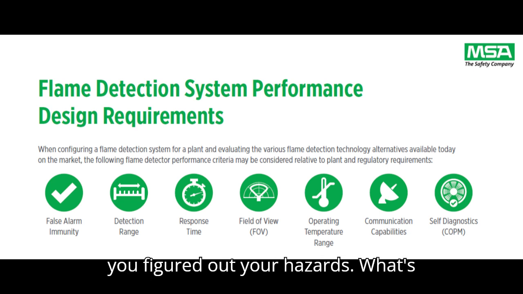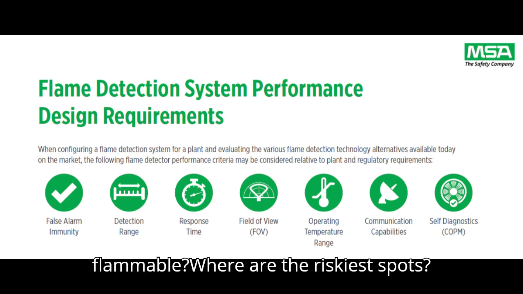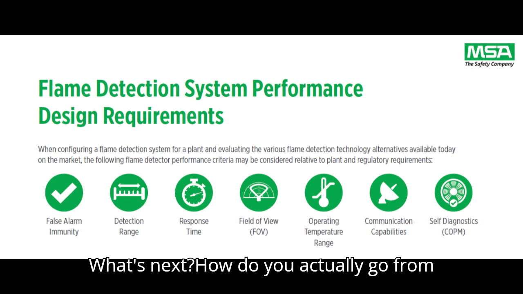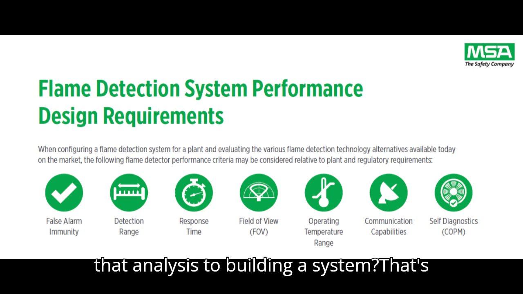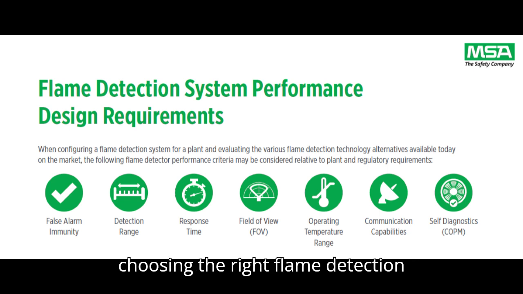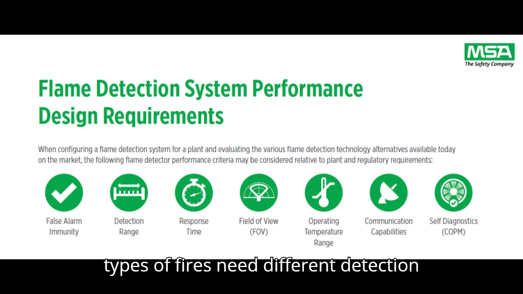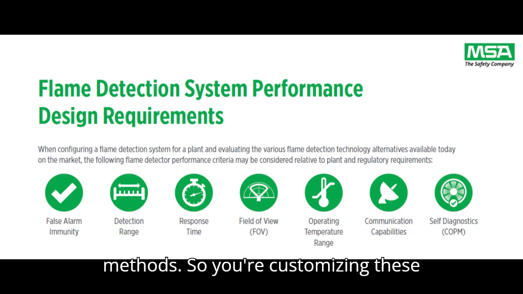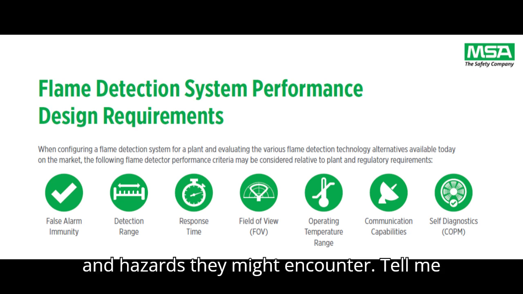Okay, that makes sense. So you figured out your hazards. What's flammable? Where are the riskiest spots? What's next? How do you actually go from that analysis to building a system? That's where you get into the nitty-gritty of choosing the right flame detection technology. And this is where it gets really interesting, because there's no one-size-fits-all solution. Different types of fires need different detection methods. So you're customizing these systems based on the specific fuels and hazards they might encounter. Tell me more about that.